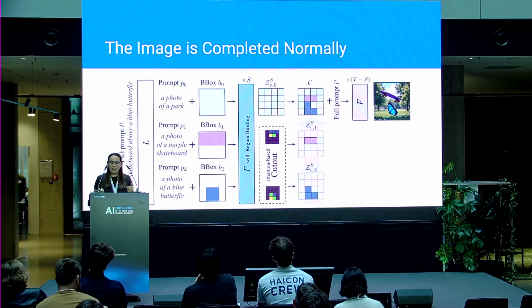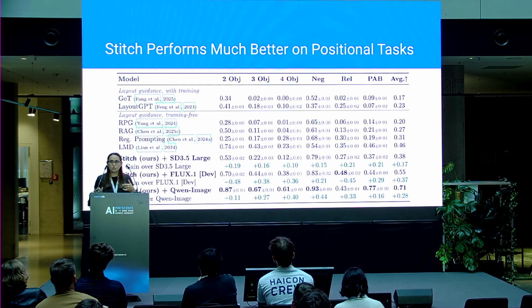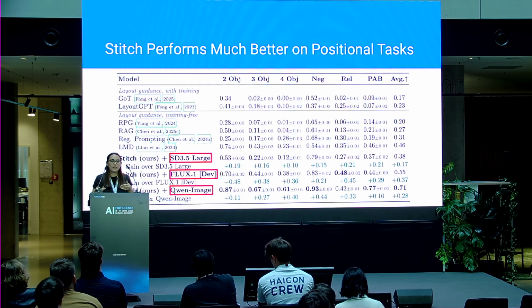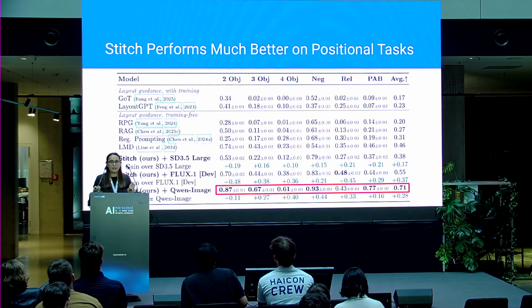And it turns out that this time, it can do it. So we're going to go back to our PosEval benchmark, and we're going to compare this with other layout guidance methods. And so our method, which we called Stitch, can be put onto any transformer-based architecture, and we added it on top of 3 of them. And we find that with Qwen-Image, we're able to now create a new state-of-the-art in the accuracy of these models.